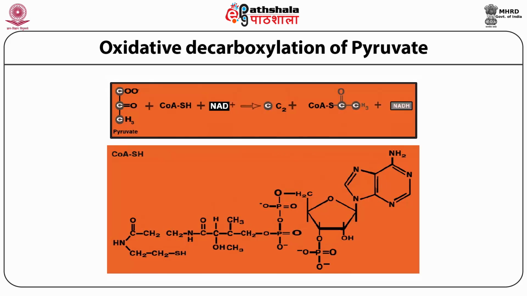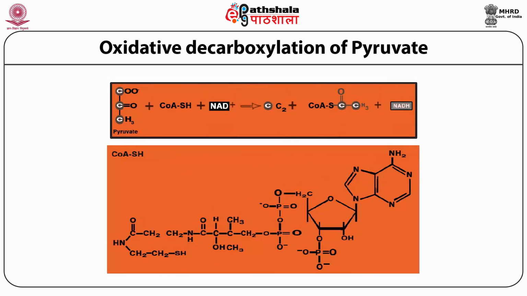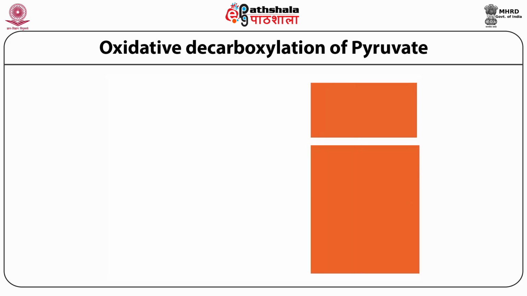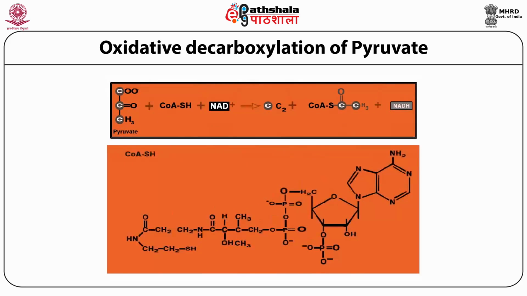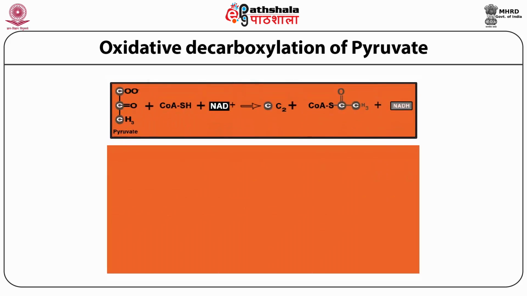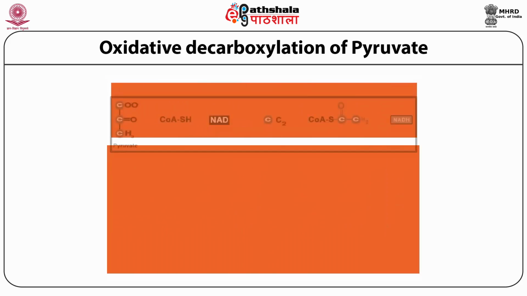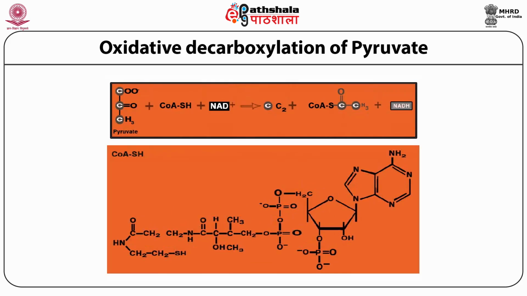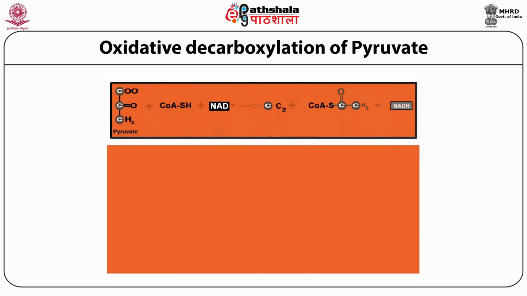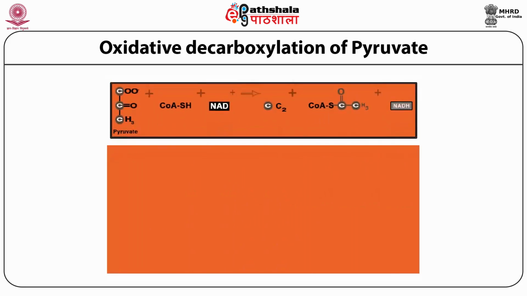A major source of energy is glucose, which is converted by glycolysis into pyruvate. The pyruvate dehydrogenase is a complex of 3 enzymes and 5 coenzymes. It oxidizes this pyruvate using NAD, which is reduced to NADH, and ultimately it forms acetyl coenzyme A and carbon dioxide. Do remember this: 1 molecule of carbon dioxide is removed from the pyruvate.